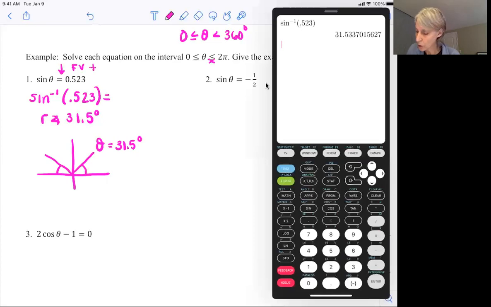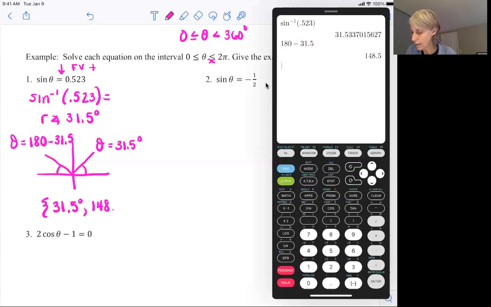In order to get the other solution, I'm going to calculate that value, 180 minus 31.5. So my solution set would be 31.5 degrees and 148.5 degrees. Now, do you necessarily have to do the little XY axis and the quadrants? No. I understand that some of you don't need that visual aid, but it's there to be helpful to remind you of what to do.